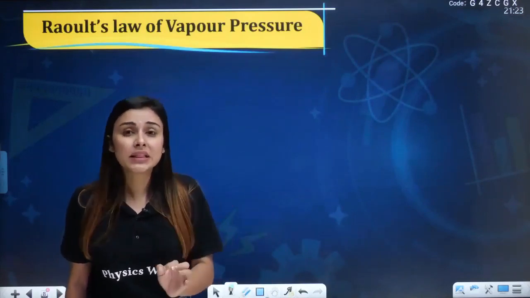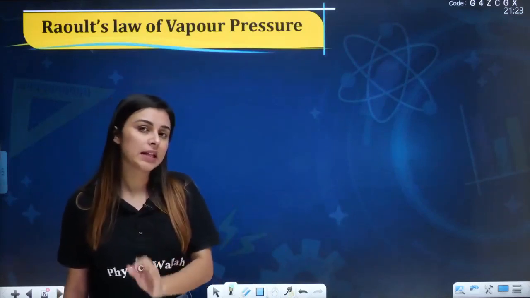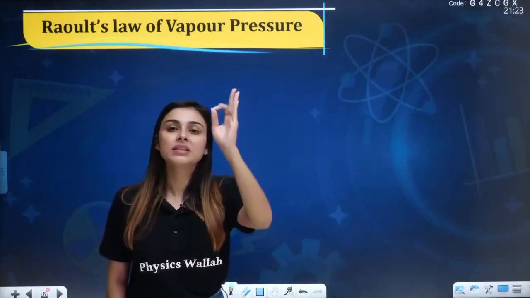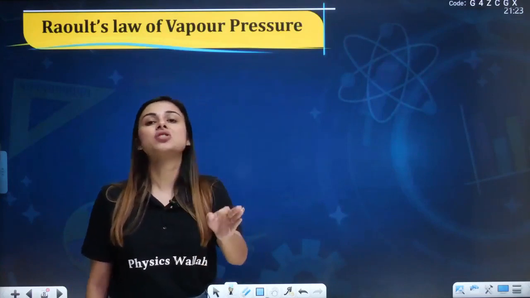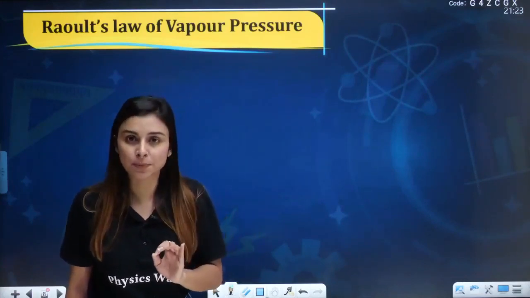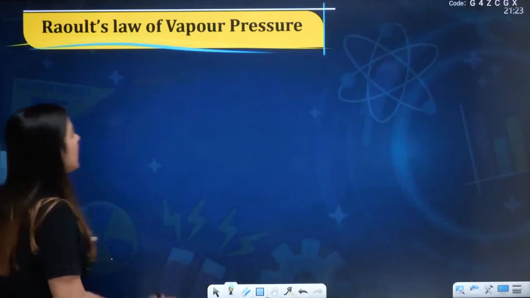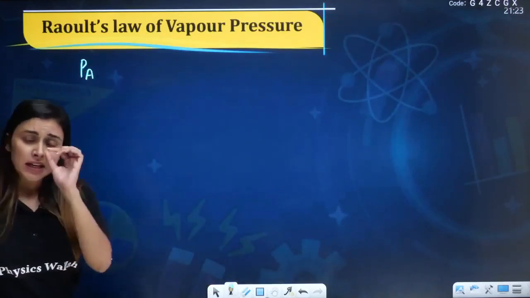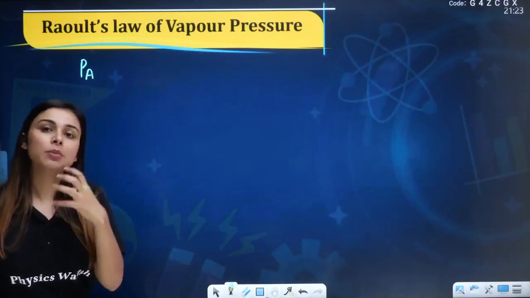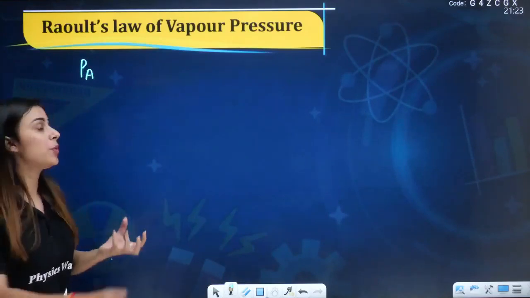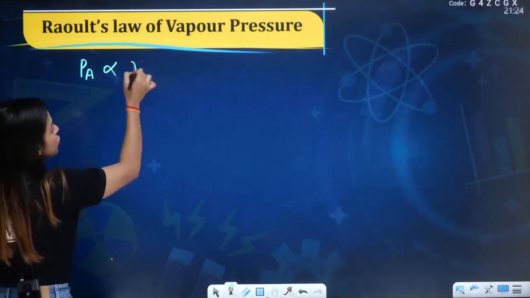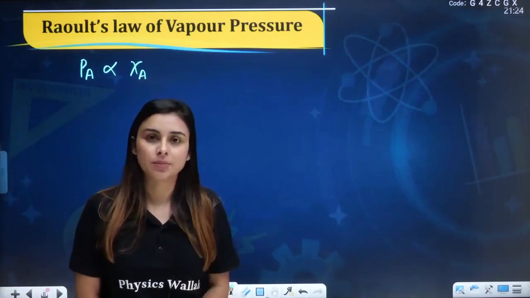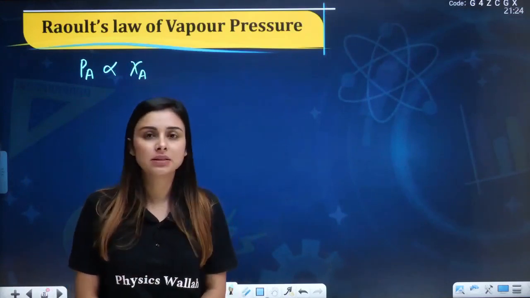In this way we can say that the partial pressure exerted by a component is directly proportional to the mole fraction of that component in that solution. What does Raoult's law say? That if we are talking about PA, then the partial pressure of gas A will be directly proportional to the mole fraction of that component in the solution.